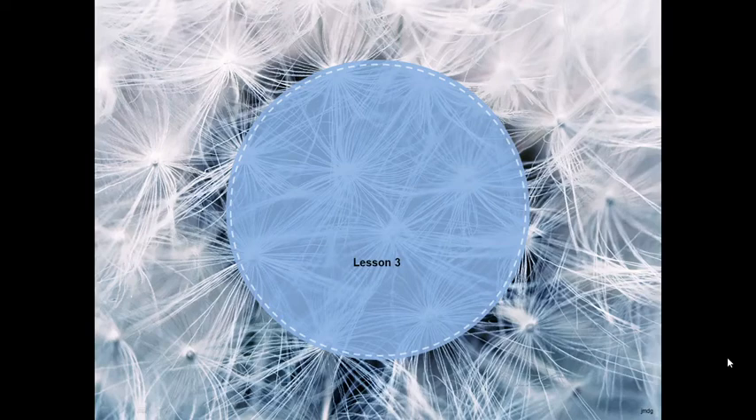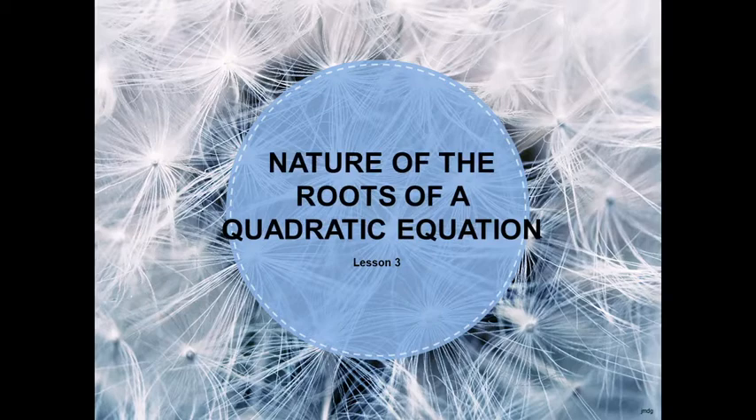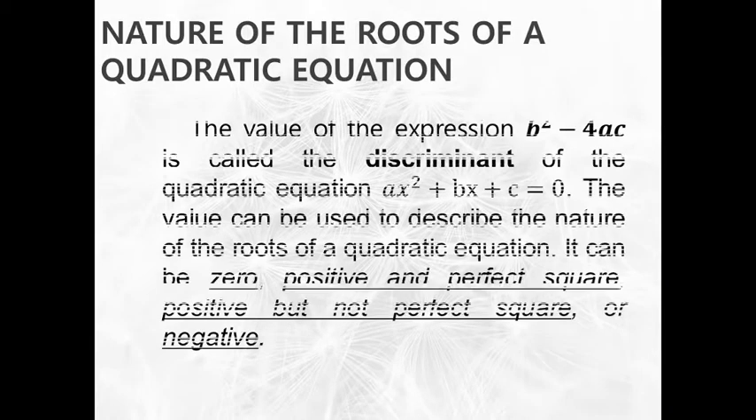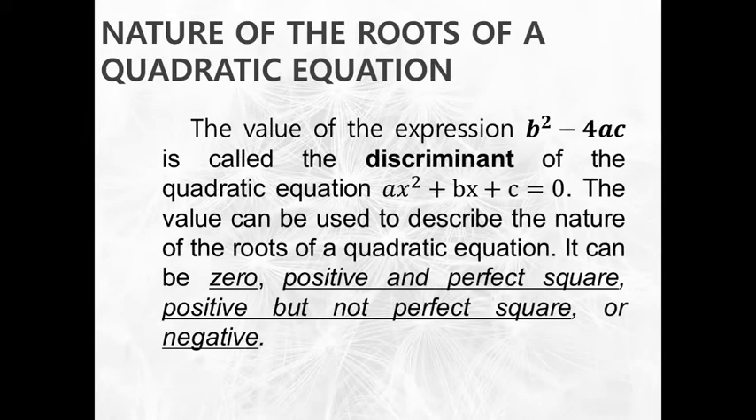Good day, dear learners. Our lesson is about the nature of the roots of a quadratic equation. The value of the expression b squared minus 4ac is called the discriminant of the quadratic equation ax squared plus bx plus c is equal to 0. The value can be used to describe the nature of the roots of a quadratic equation. It can be 0, positive and perfect square, positive but not perfect square, or negative.